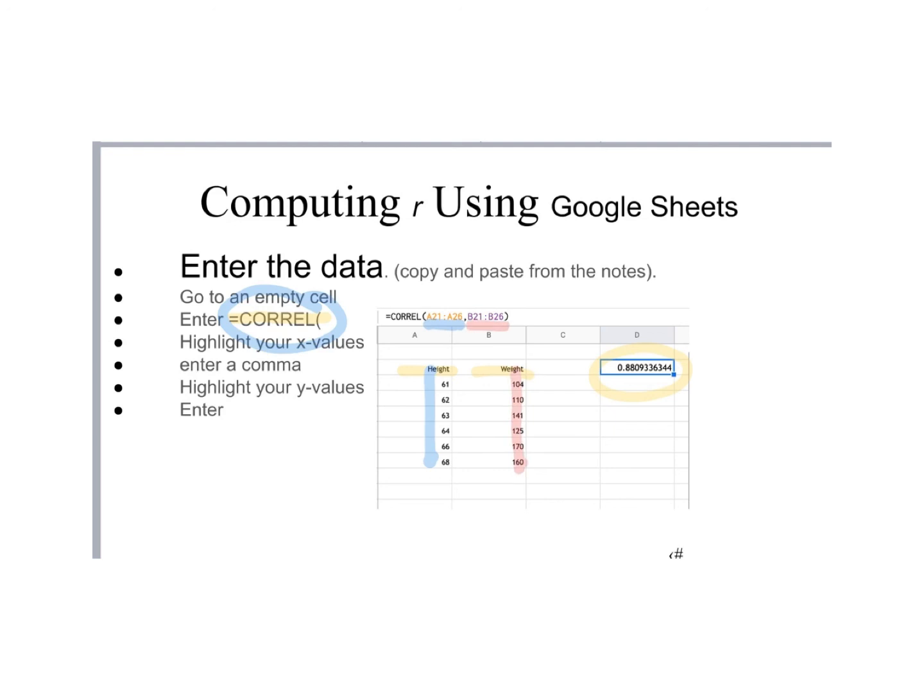Mine's in purple here. Once your cell looks just like mine, close your parentheses, press enter, and this value should come up. It should be exactly the same as mine, so about 0.88. Right, so this is an R value that's relatively strong. 0.88 is pretty close to 1. So this shows that the association between height and weight is pretty strong. So height depends on weight.